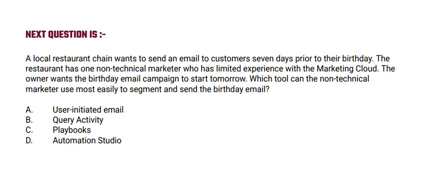Options are: option A, user initiated email; option B, query activity; option C, playbooks; and option D, automation studio.